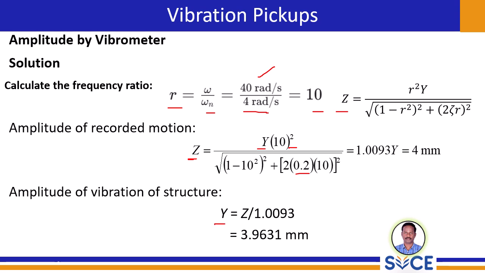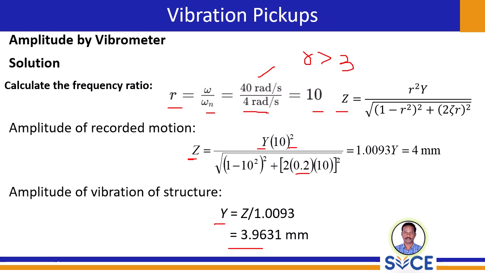After substituting Z equal to 4, Y equals 3.9631. That is, given Z equal to 4, the amplitude of the vibration of the structure is approximately 3.9632 mm. Because the operating frequency is much higher than the natural frequency, with r more than 10, and as discussed in the previous slide, if r is more than 3, we get a value very close to the actual amplitude of the vibrating structure.